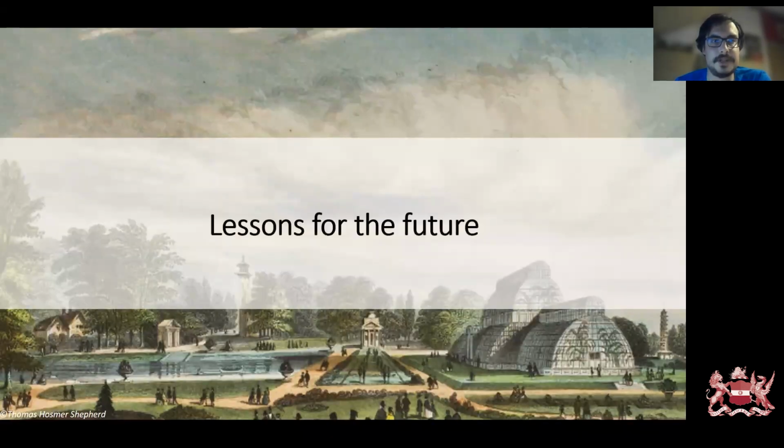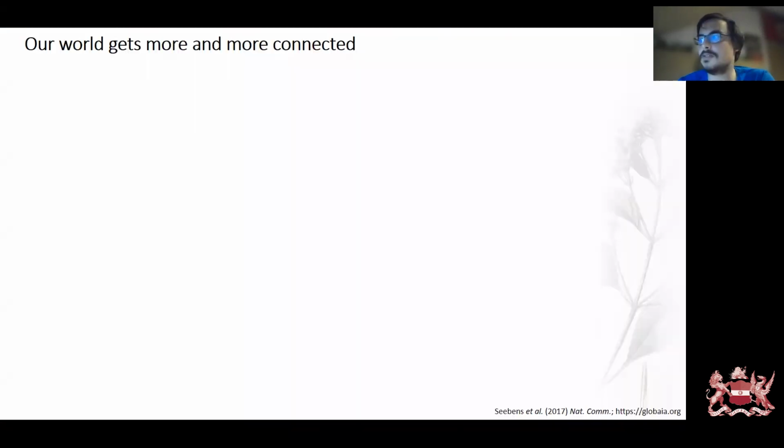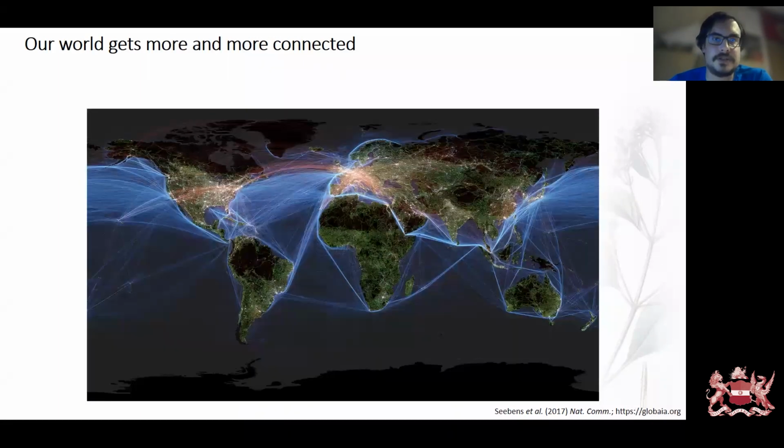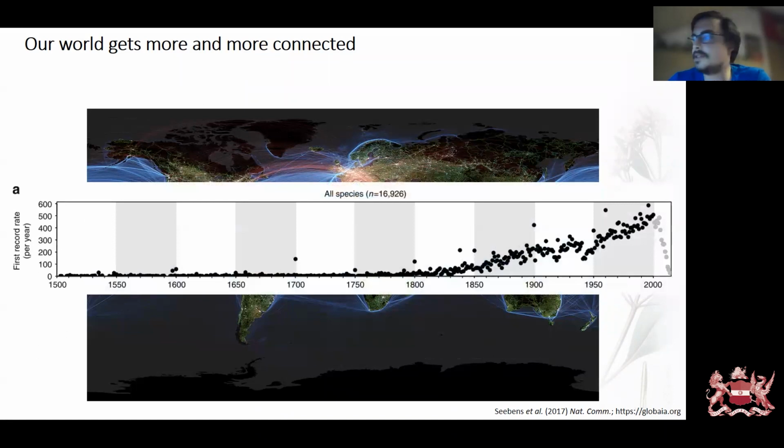So what can we get from all this? Some kind of outlook or lessons for the future. As we know, our world gets more and more connected. I showed you this figure before, and there have also been studies, for example this nice one, which we did together with Hanno Seebens in 2017, where we see that every year new non-native species are recorded globally for the first time. This first record rate here is not only for plants, but this trend is increasing and even accelerating until today. So it's still a big issue that we're finding more and more non-native species for the first time.